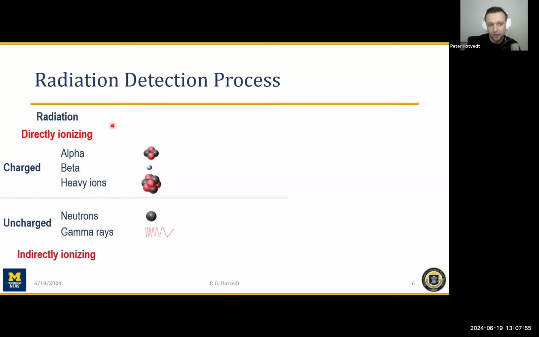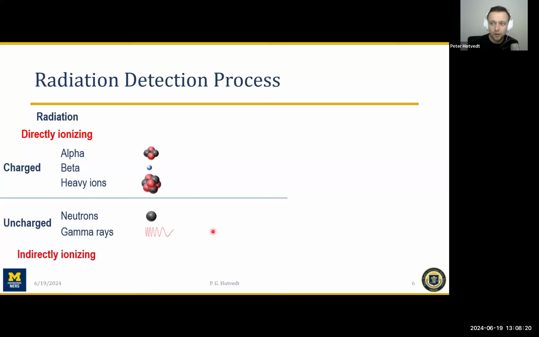There are two types of radiation. There is directly ionizing radiation, and there is indirectly ionizing radiation. And these directly ionizing radiation particles are charged particles. These are alpha particles, beta particles, and heavy ions. When I say betas, I'm mainly referring to electrons here, just for clarification. And then we have uncharged particles, which are neutrons and gamma rays.